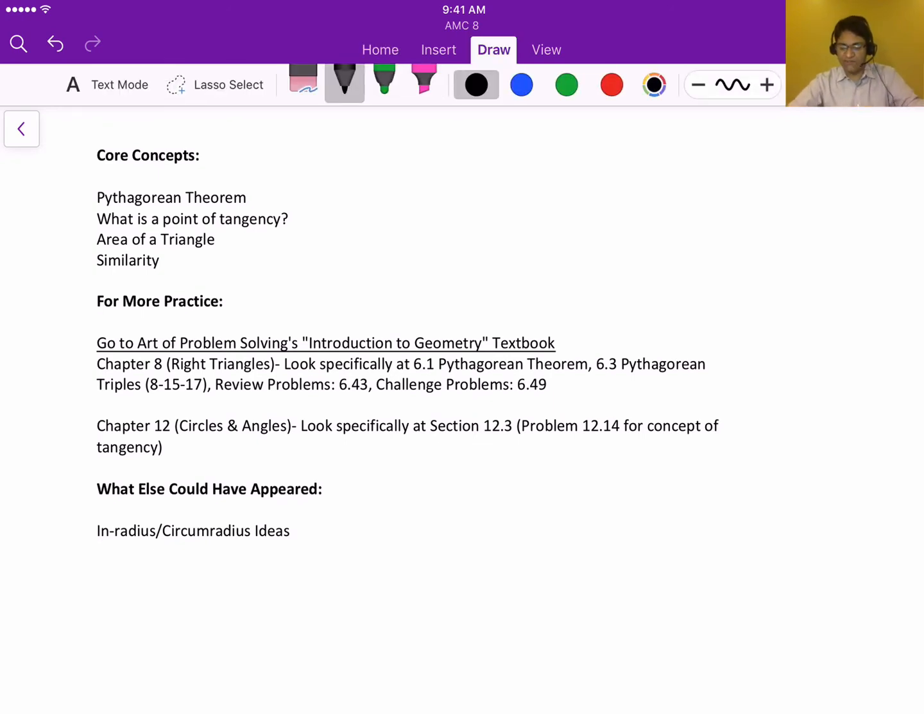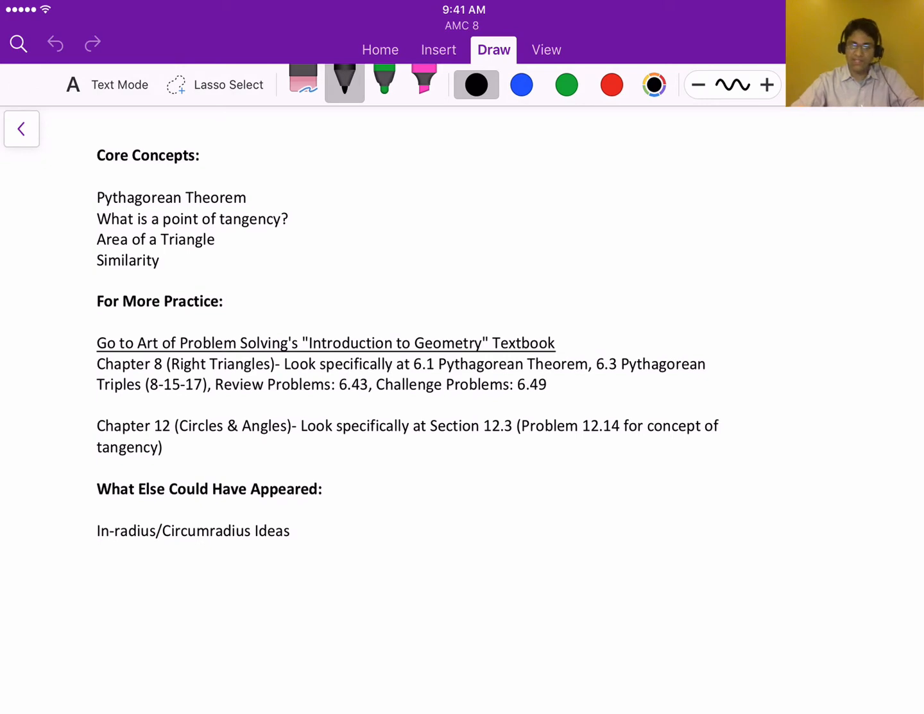Now you might think that this is a very innovative technique, but it's really not. So here's a couple of resources where you'll find very similar ideas. A couple of them are exactly the same application, a couple of the review problems over here. But generally, I'll ask you to look at chapter 6. Sorry, it says chapter 8 here, but it's actually chapter 6. So that's the right triangle chapter. You can look specifically at section 6.1, Pythagorean theorem. It goes over that. Also in 6.3, it goes over the Pythagorean triple.